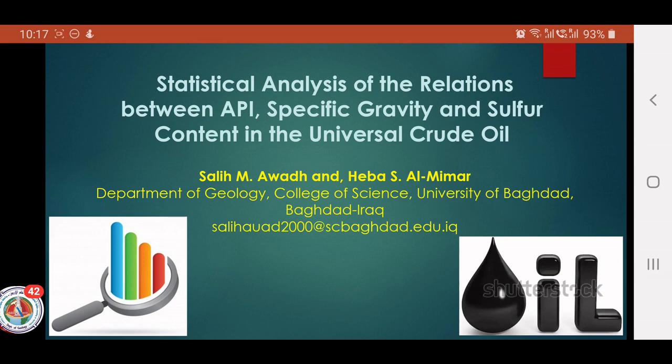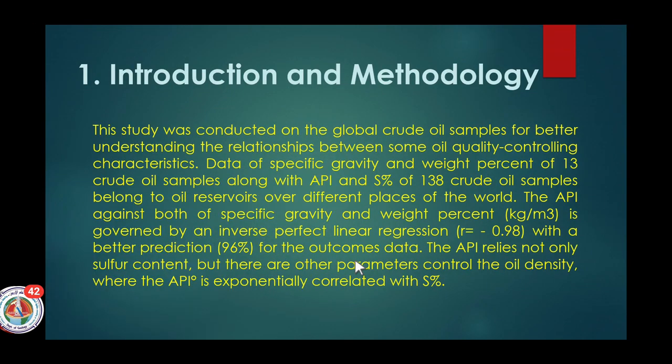Statistical analysis of the relations between API, specific gravity, and sulfur content in the universal crude oil. Introduction and methodology. This section is important for this research.